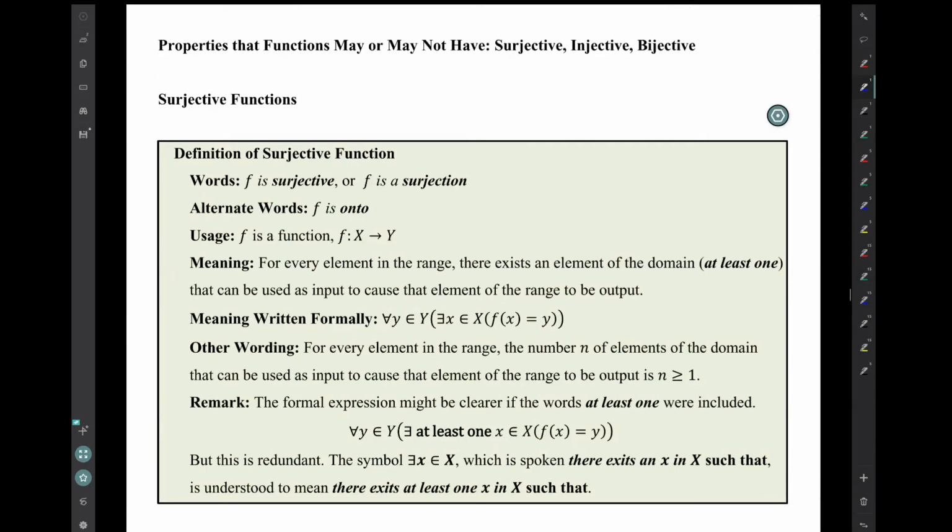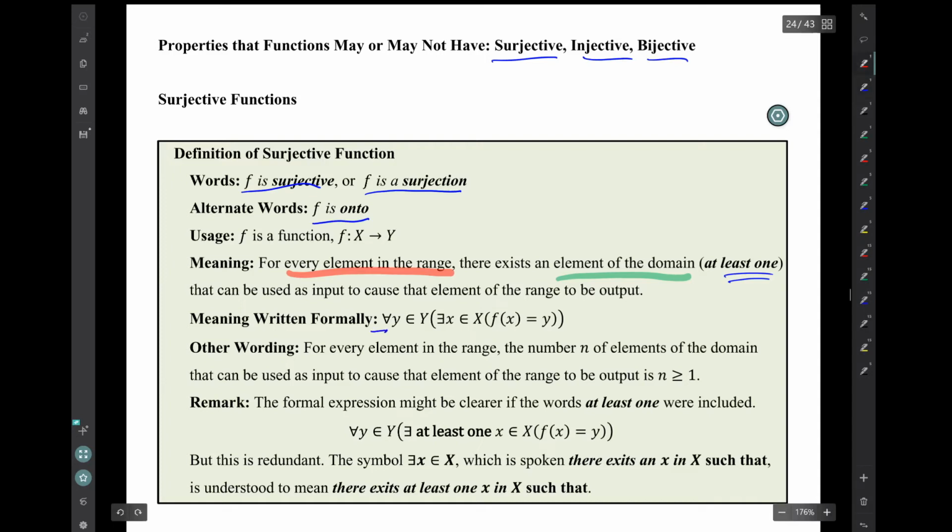Now I want to talk about properties that functions may or may not have: surjective, injective, bijective properties. These words, f is surjective or f is a surjection, are also spoken f is onto, but we won't use that terminology in our book. Those words are used when you have some function that you're discussing. What it means is for every element in the range, there exists an element of the domain, at least one, that can be used as input that will cause that element of the range to be output. What this means formally in terms of symbols is this.